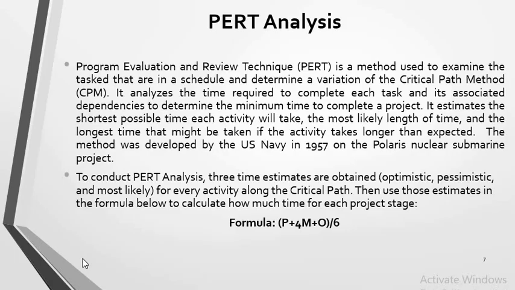To conduct the PERT analysis, three time estimates are obtained: the optimistic, the pessimistic, and the most likely for every activity along the critical path. Then use those estimates in the formula given below to calculate how much time each project stage would take. The formula is P plus 4M plus O, divided by 6, where P is the pessimistic time period, M is the most likely time period, and O is the optimistic time period.